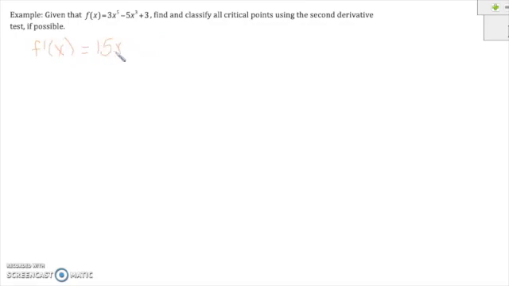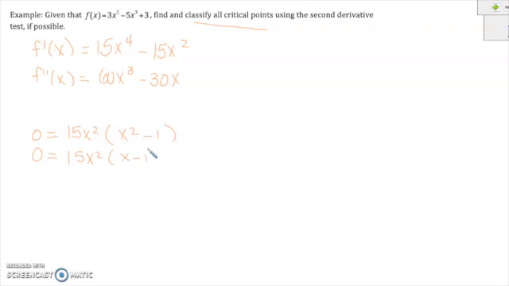So 15x to the fourth minus 15x squared is the first derivative, and the second derivative is 60x cubed minus 30x. Okay, so first I want to find the critical points. So that's the first derivative. 0 is equal to, I'm going to factor out 15x squared, and I'm left with x squared minus 1. So this means I have critical points. This is a difference of two squares, at 0, 1, and negative 1.